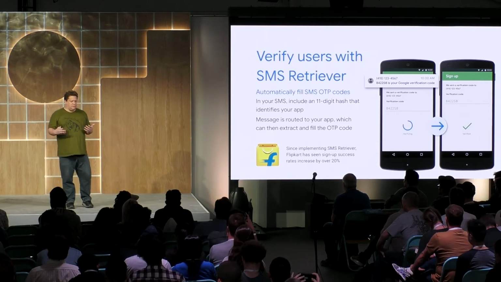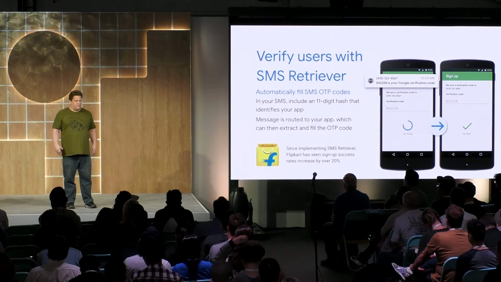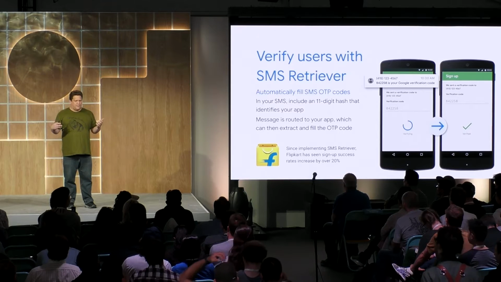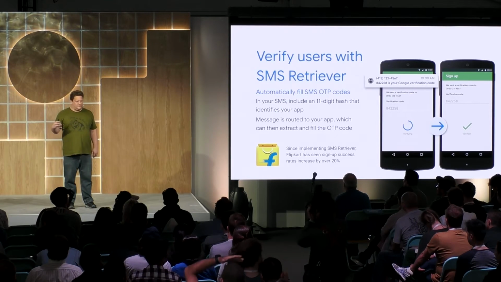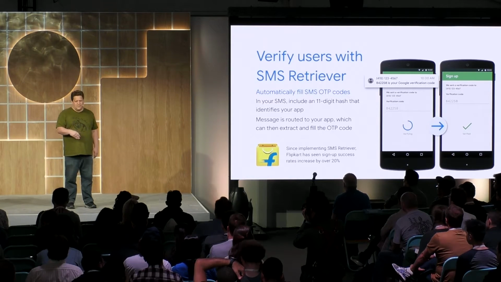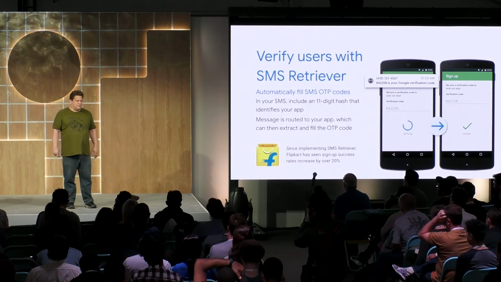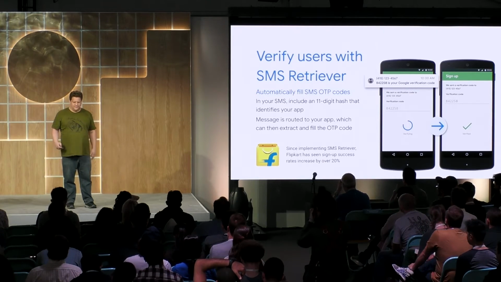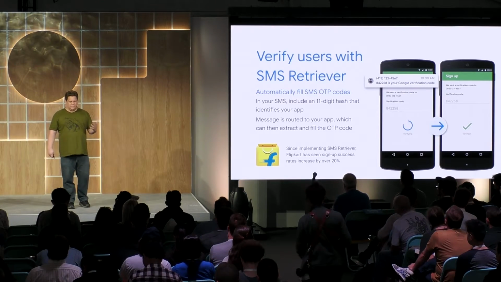So we suggest that you take a look at the Google Play Services SMS Retriever API. It allows you to programmatically integrate with the Google Play Services. And what will happen is that you'll still send an SMS message to the phone, but Google Play Services will mediate that message, and you will only get your OTP. The benefit of this is that you don't need to ask your users for scary permissions to still be able to verify their phone numbers. And Flipkart, using this API, has found a substantial increase in sign-up.